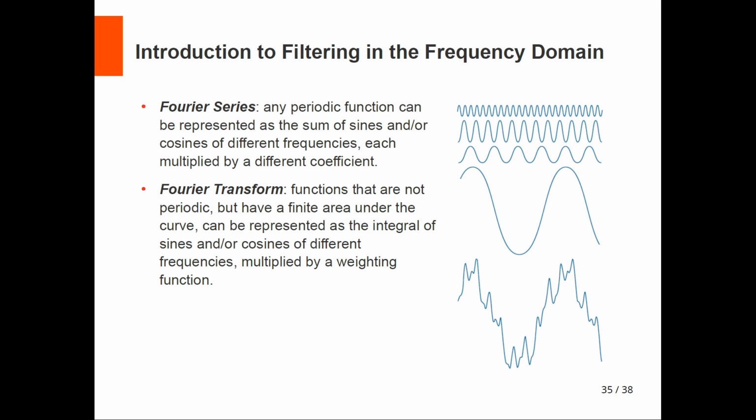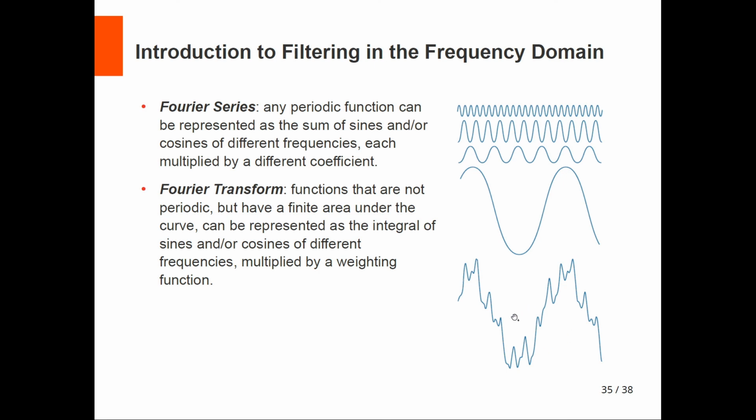Any periodic function can be represented as the sum of sines and/or cosines of different frequencies, each one multiplied by a different coefficient. So let's just say we have this periodic function. By periodic function, what I mean is that this function is going to be repeated indefinitely. As you can see, by looking at the function itself, it is very hard to see if there are sine and cosine functions that can create this.